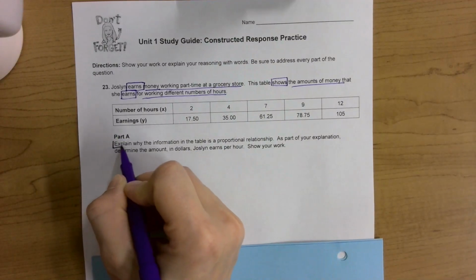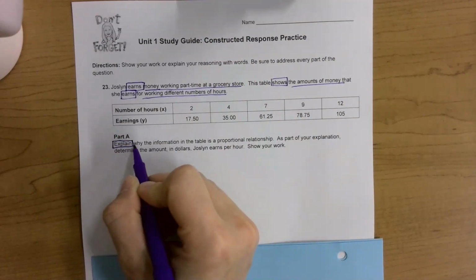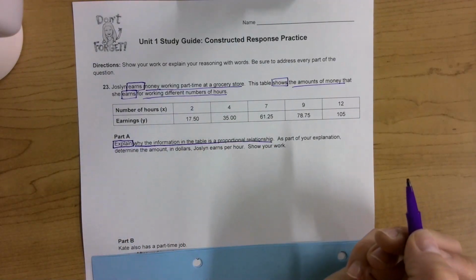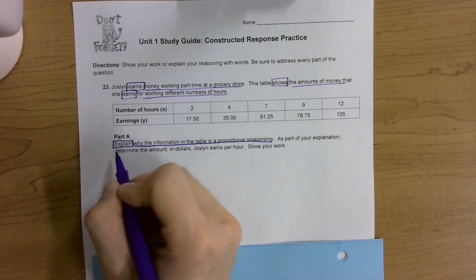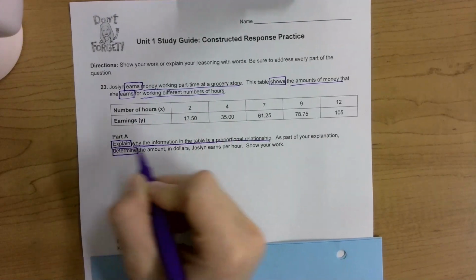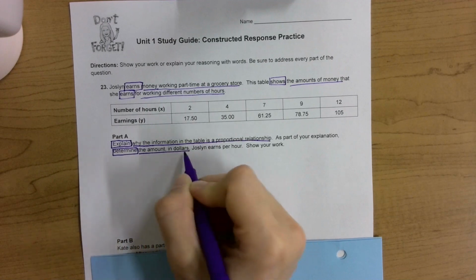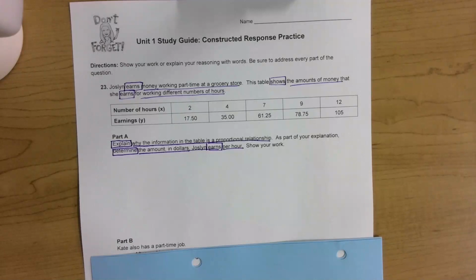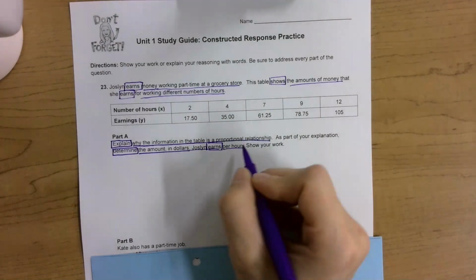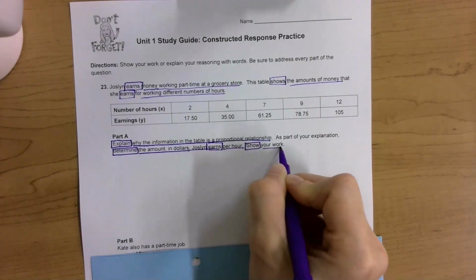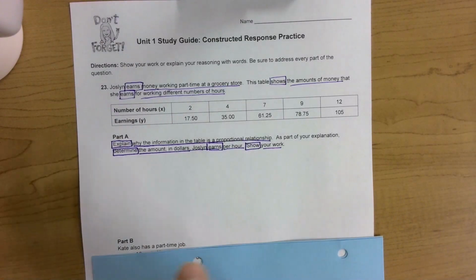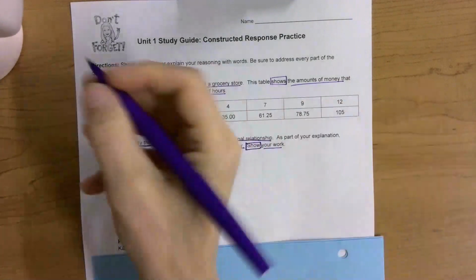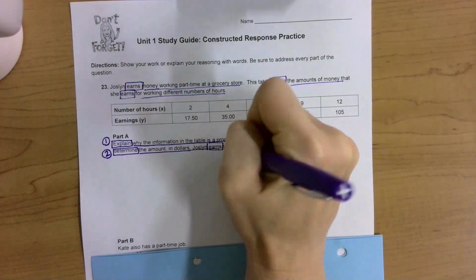So it's telling us to explain, and then I'm going to underline why the information in the table is a proportional relationship. As part of your explanation, determine, that's another verb, the amount in dollars Jocelyn earns per hour. Show your work. So since we have 3 different verbs, we pretty much have 3 different elements that we need to address in here. So I'm going to put a number next to them.